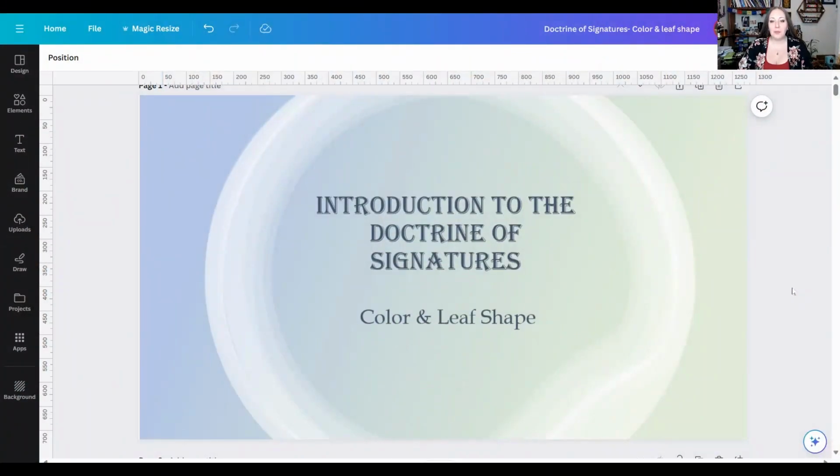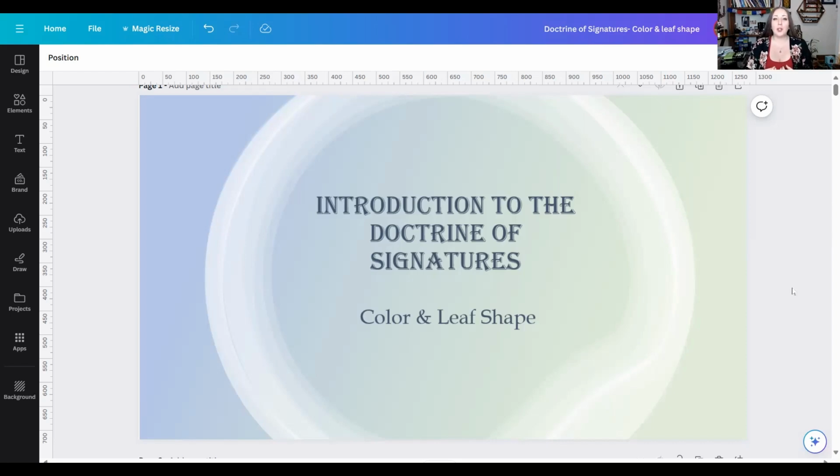Okay, so hopefully you can see our presentation on your screen. So we are in the Doctrine of Signatures, Introduction, Color, and Leaf Shape. One way to read the signatures of a plant is to notice any color that is present. And we're going to approach this from a couple different angles. So the color qualities are ones that we can feel subjectively.